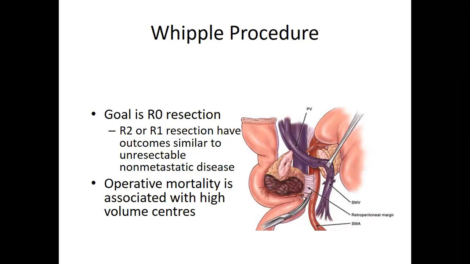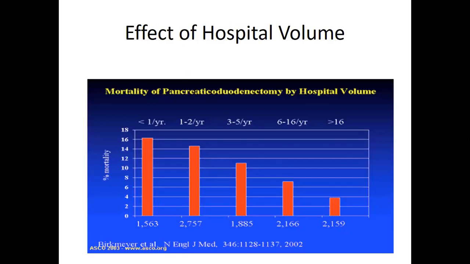So operative mortality is associated with high volume centers. Remember, pancreatic surgery is not a joke. The Whipple procedure, we all love to do. Every surgeon would love to do. It's got 3 anastomoses, do this and that, a heroic procedure. Everybody wants to do it in their career, but the outcome is really low. This is the effect of hospital volume on the mortality of pancreatic surgery.